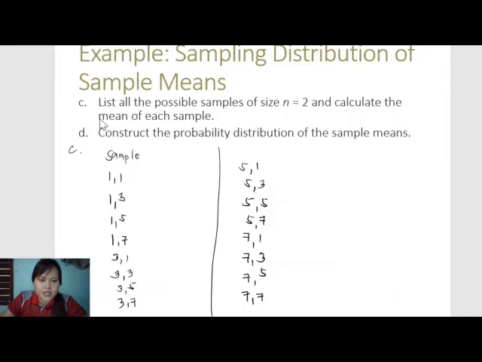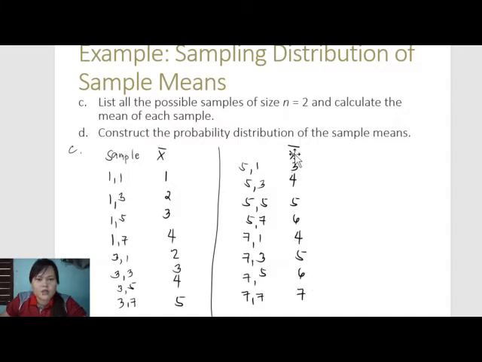If you get the mean of each sample, we have 1, 2, 3, 4, then 2, 3, 4, 5, then 3, 4, 5, 6, then 4, 5, 6, 7. Alright, so these are the means.